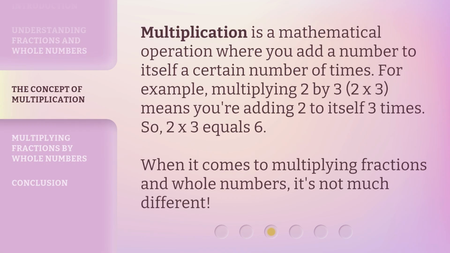Multiplication is a mathematical operation where you add a number to itself a certain number of times. For example, multiplying 2 by 3 means you're adding 2 to itself 3 times. So, 2 times 3 equals 6. When it comes to multiplying fractions and whole numbers, it's not much different.